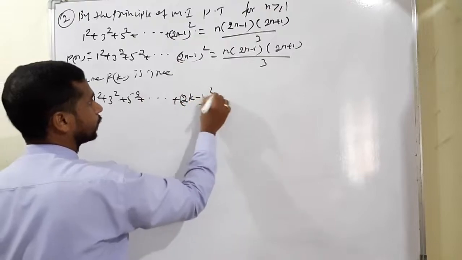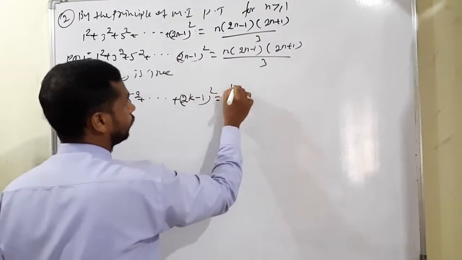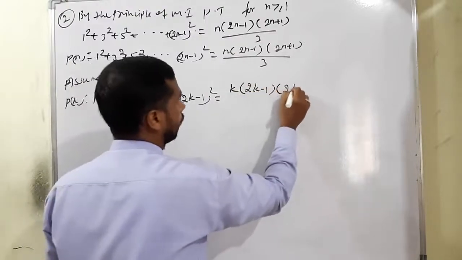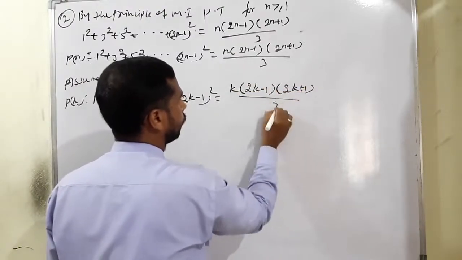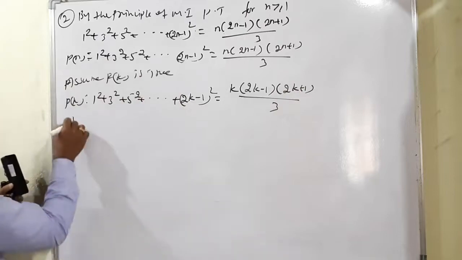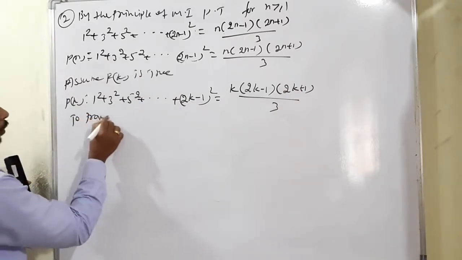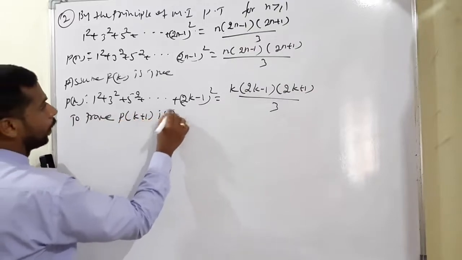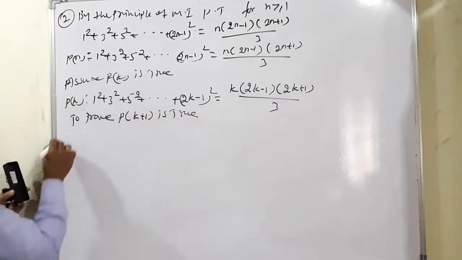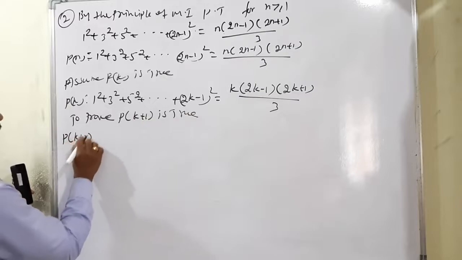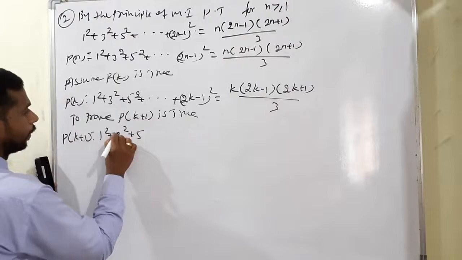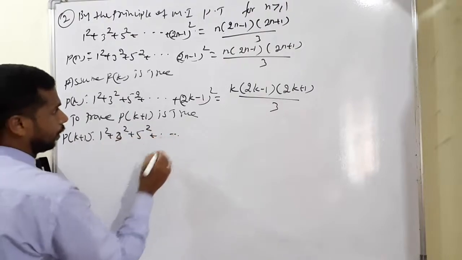So, (2k minus 1) the whole square is equal to k into (2k minus 1) into (2k plus 1) over 3. Then to prove P of k plus 1 is true. So, P of k plus 1 is true means 1 square plus 3 square plus 5 square plus dot dot dot.